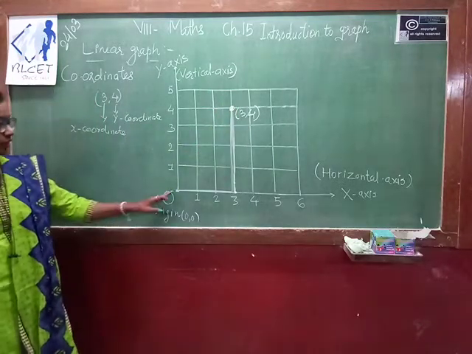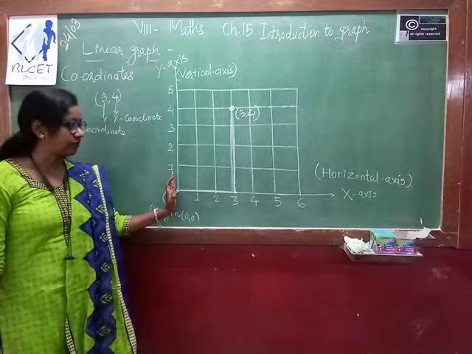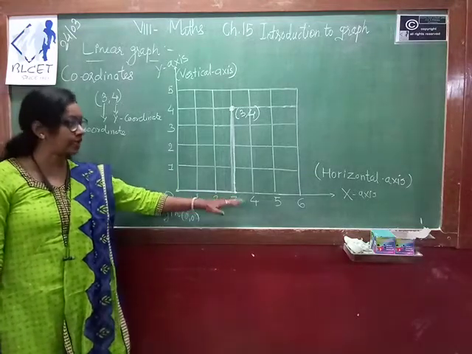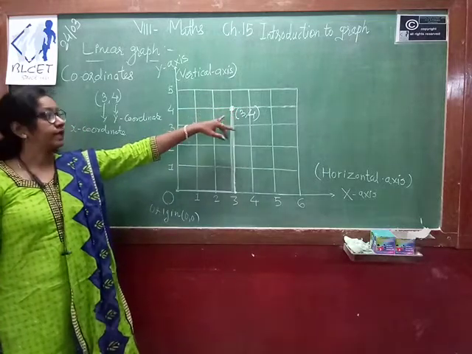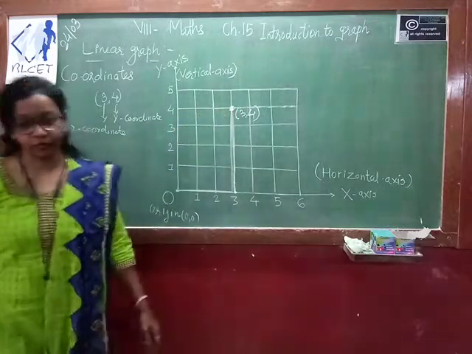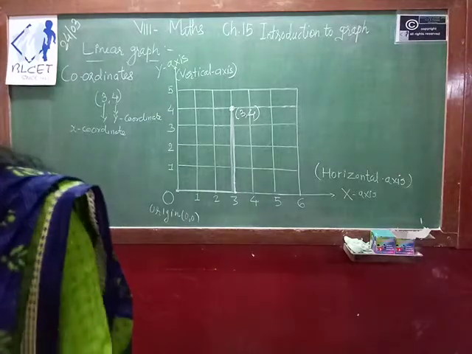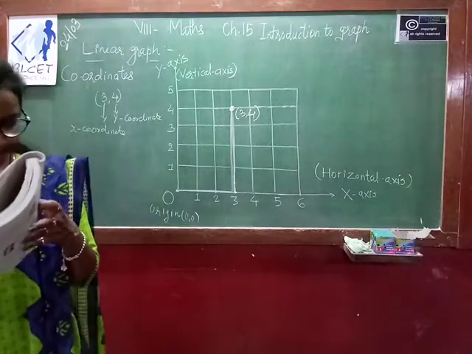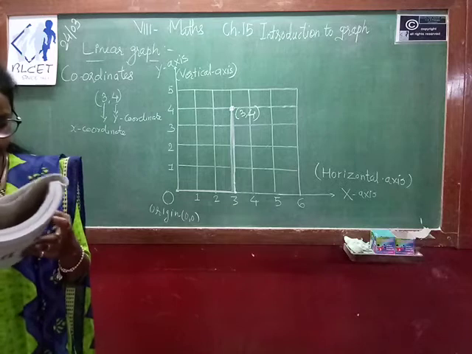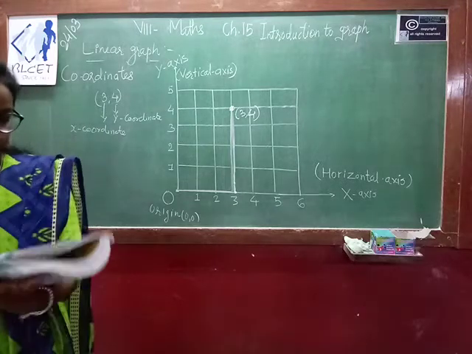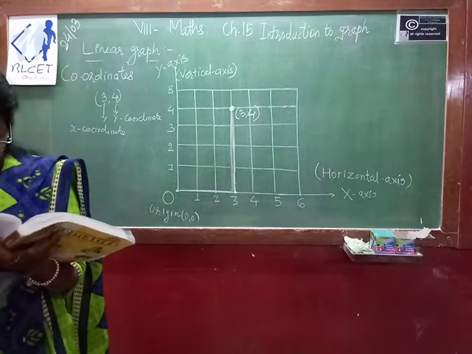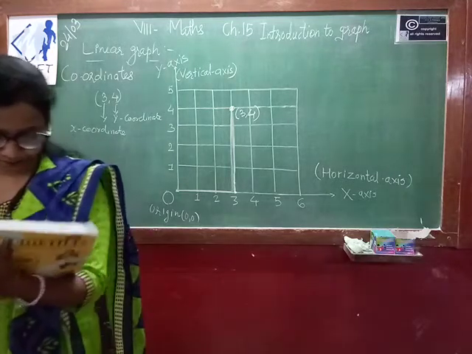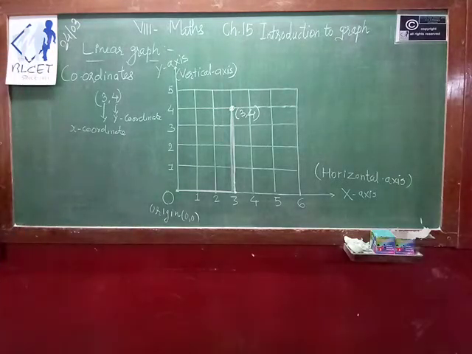So 3 units from the y-axis, that means 3 units from the left side we have to consider, and 4 units from the bottom edge we have to consider, and then we can plot the point that is 3, 4. This way we are able to plot the point. Now on the basis of that we will understand a few examples. Let's see the solved examples. Then we will discuss exercise 15.2.